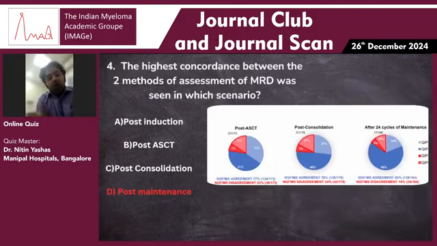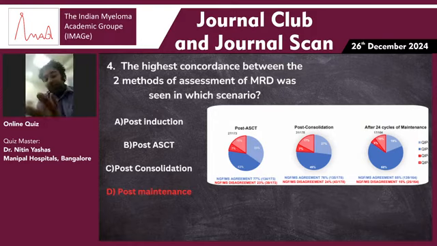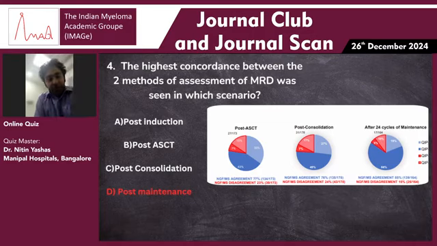Now the highest concordance between the two methods was seen actually in the post-maintenance, when there was almost 85% concordance between both the methods, and that is indeed the correct answer. And like our reputed author of the paper said, post-maintenance, if someone is still MRD positive, there is no point in continuing treatment, and if they are negative, we can of course stop treatment. And it was very clearly seen that the NGS picked up slightly more MRD positivity compared to the QIP method.